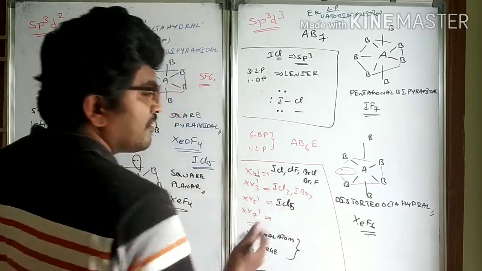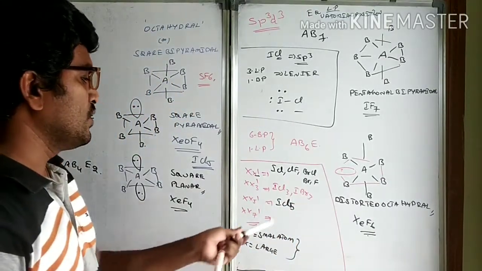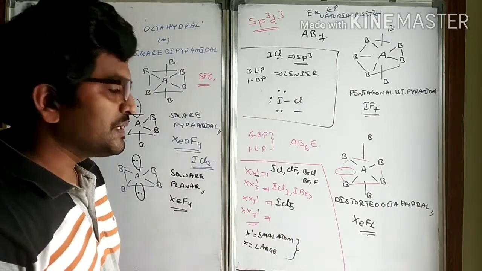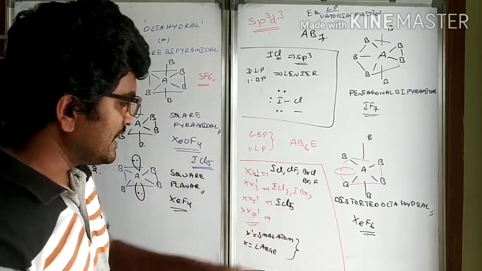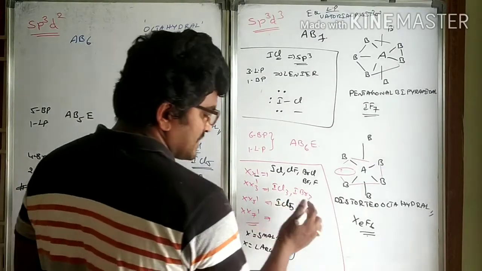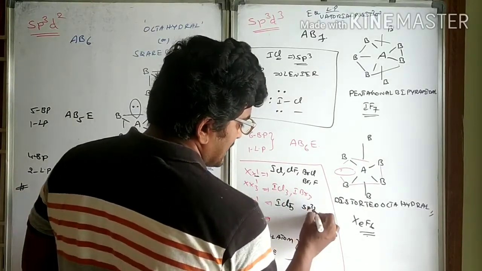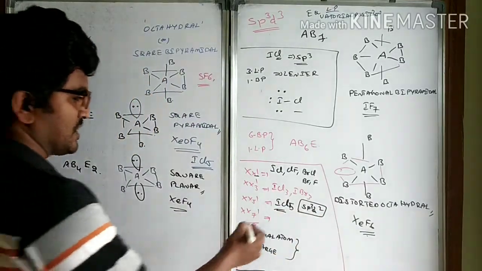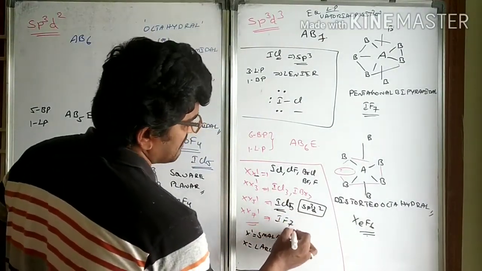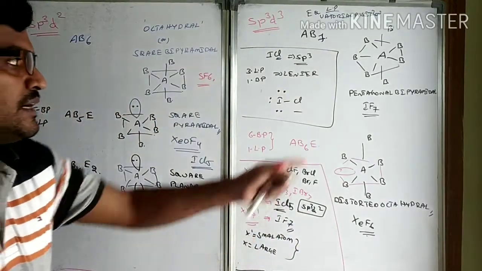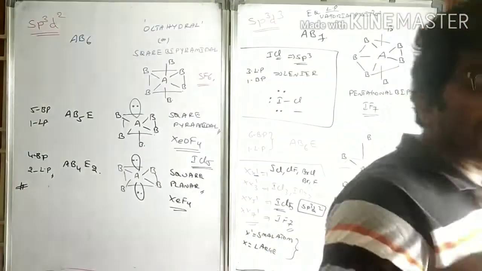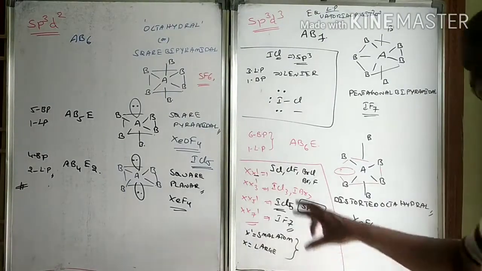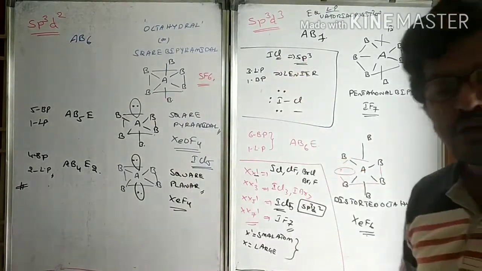In ICl5 there are 5 bond pairs and 1 lone pair. So what structure will it have? Here it is 7 plus 5, so sp3d2 hybridization. It will have a square pyramidal structure. And finally IF7, there is no lone pair at all, so pentagonal bipyramidal. Like that, to write the structure of interhalogen compounds, you will definitely depend on this VSEPR theory.